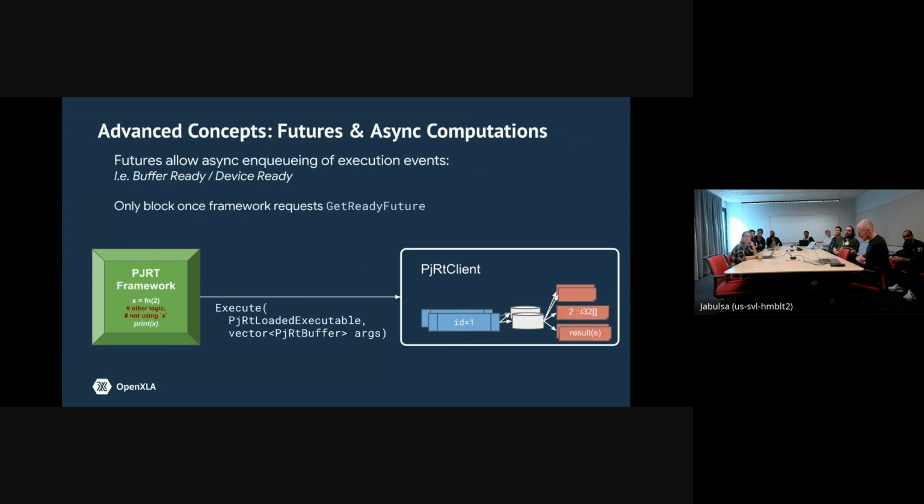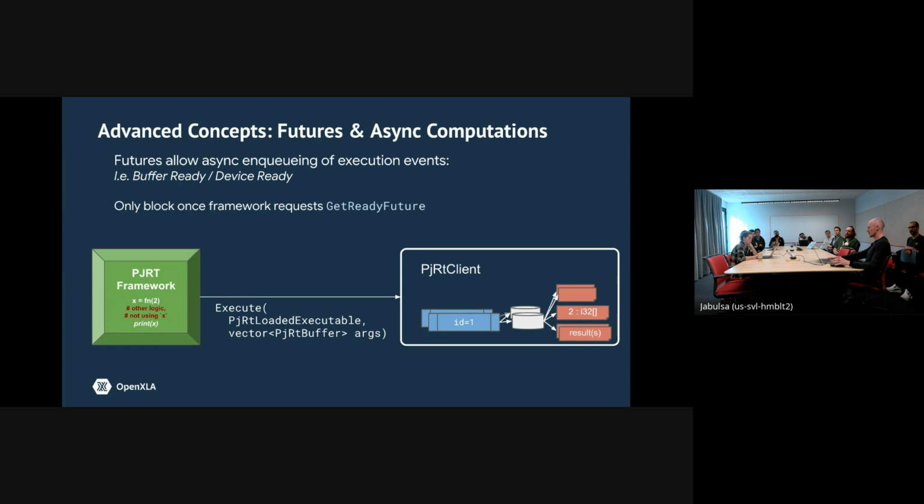The one last concept I wanted to cover: the reference interpreter plugin that I implemented is synchronous. Once you call the execute method, you wait for execution to be done and then come back. However, in the framework you might say X equals some function, do a whole bunch of things that don't require X, and later print X. In those cases, you don't need to block on waiting for X. There might be plenty of other computations that you could dispatch to other devices while this is all happening.